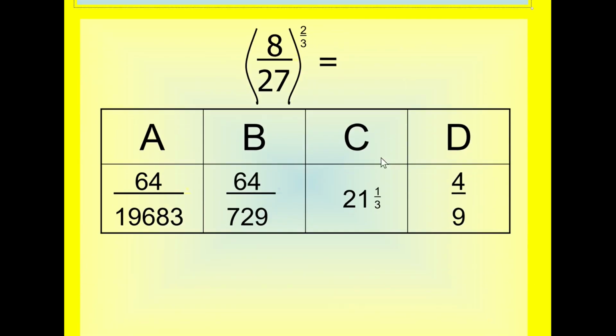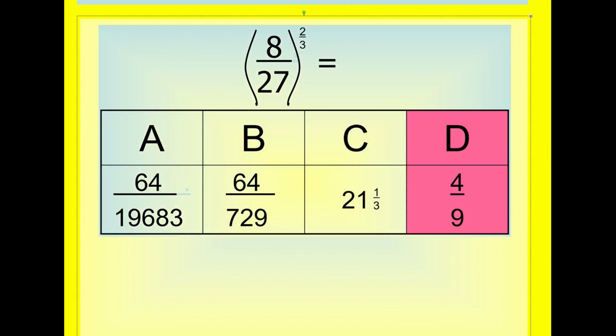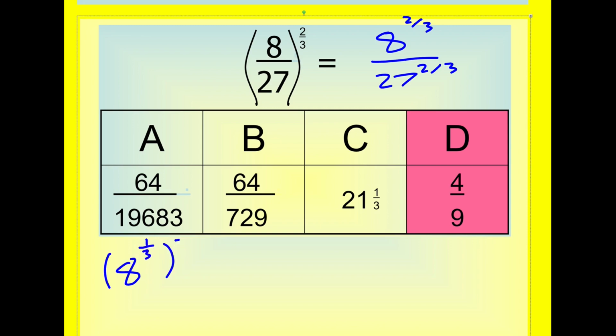Finally, one with a fractional index. You may have forgotten this, you may not have. The answer is 4 over 9. So what we can do first of all is write 8 to the power 2 over 3 divided by 27 to the power of 2 over 3. Now we've got to remember what these things mean. So 8 to the 2 over 3 can actually be written as 8 to the 3rd squared.